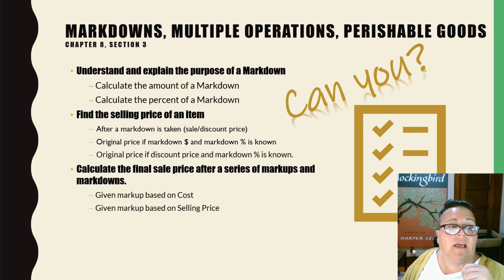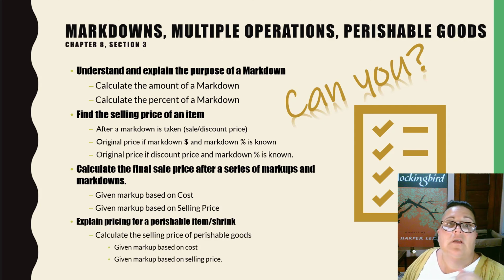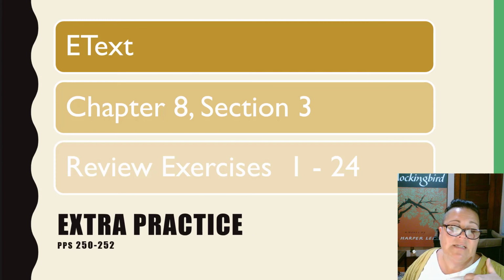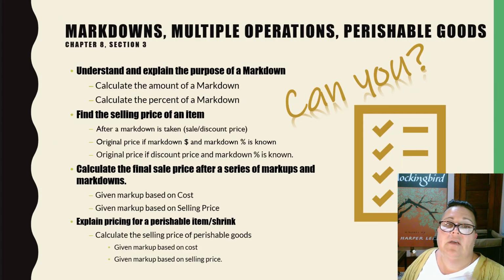Do you feel fairly confident in calculating the final sale price after a series of marking up and marking down, whether it's markup based on cost or markup based on selling price? And lastly, do you feel like you can explain the process for perishables, calculating the selling price of perishable goods or goods that experience a lot of theft? Can you do so for markup based on cost and markup based on selling price?